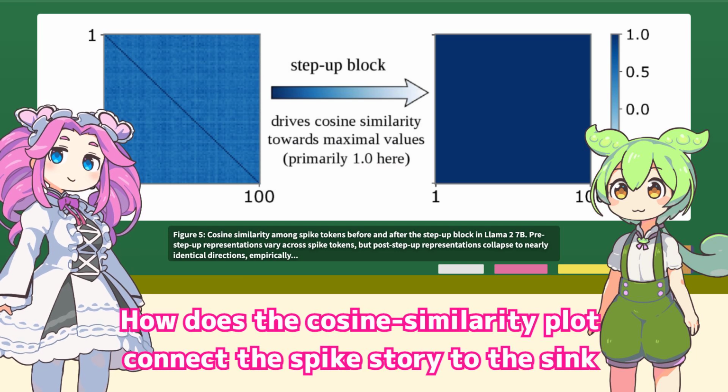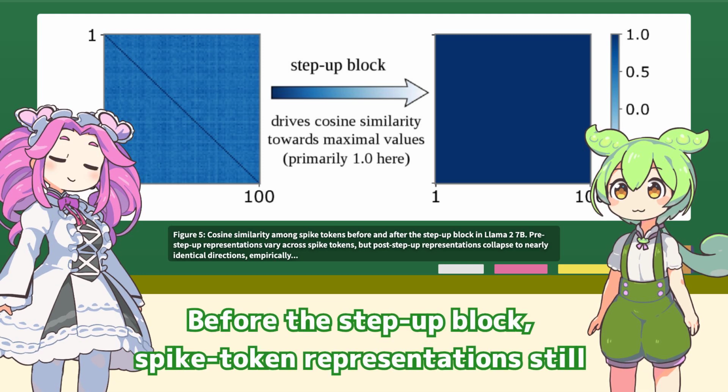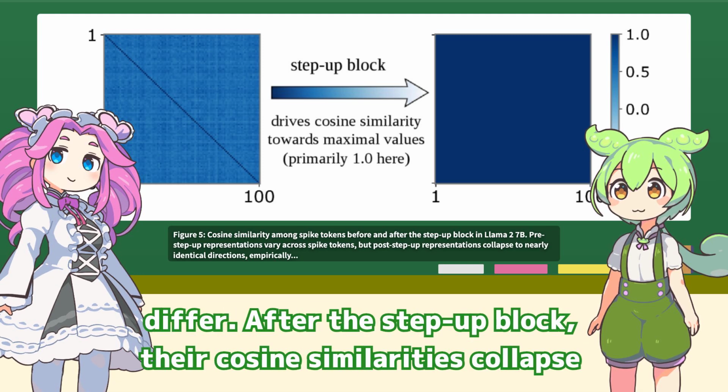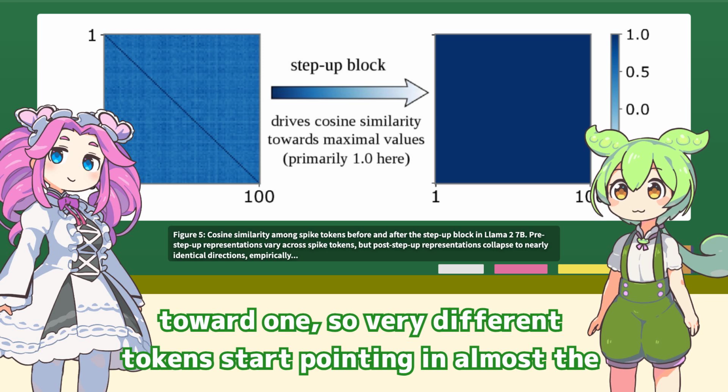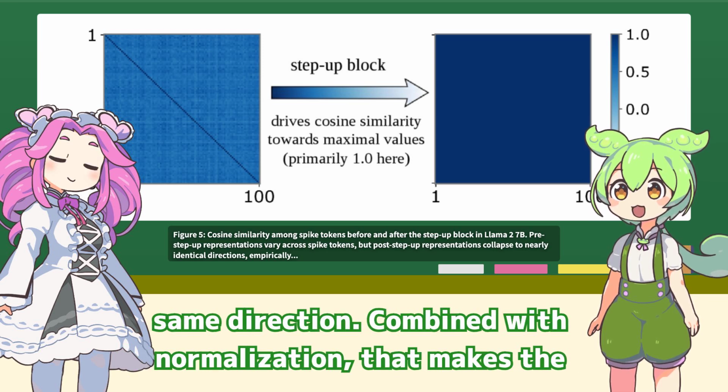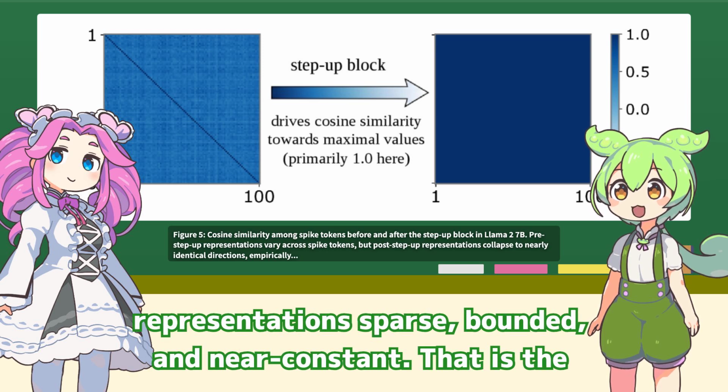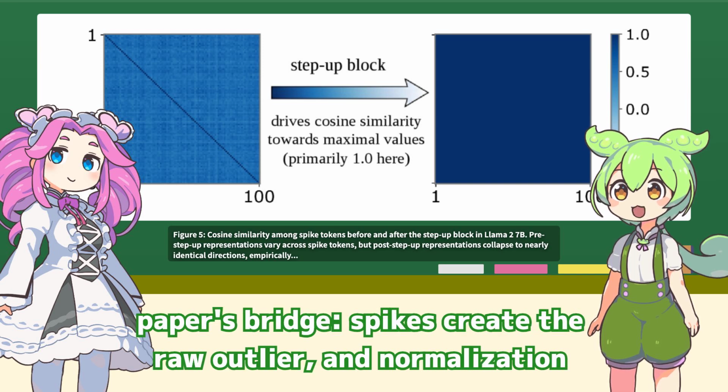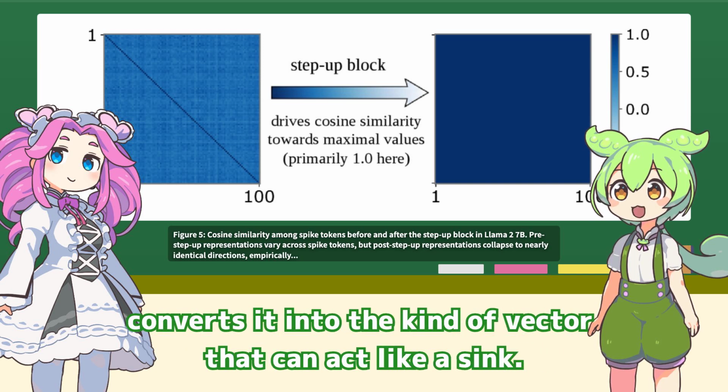How does the cosine similarity plot connect the spike story to the sink story? Before the step-up block, spike token representations still differ. After the step-up block, their cosine similarities collapse toward 1, so very different tokens start pointing in almost the same direction. Combined with normalization, that makes the representation sparse, bounded, and near constant. That is the paper's bridge. Spikes create the raw outlier, and normalization converts it into the kind of vector that can act like a sink.